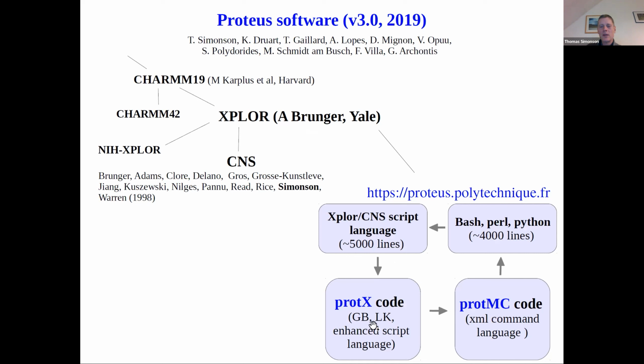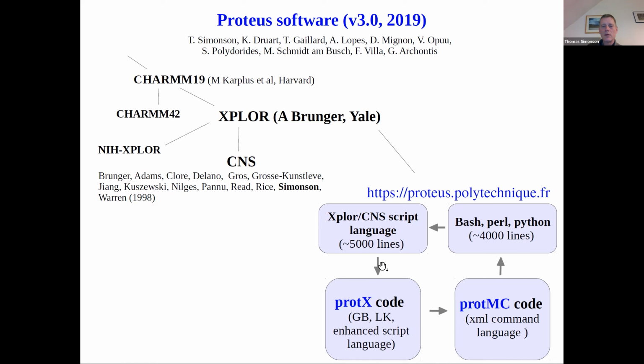So looking a little bit more inside the Proteus box, there are really two main pieces of code. There's the Prodex code, which is closely related to Explore, and which handles basically energy calculations. Remember, the energy matrix is calculated ahead of time as a lookup table. So it's a separate program doing that. And ProtMC is our Monte Carlo code. This one is mostly Fortran 90 with a little bit of C, and this one is entirely written in C.